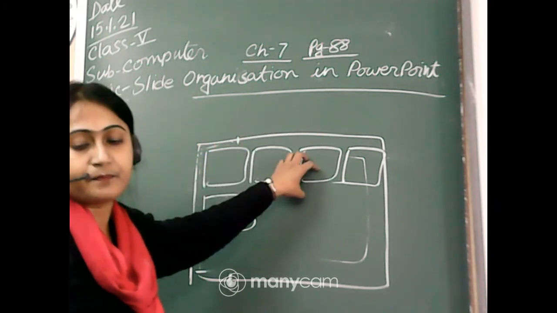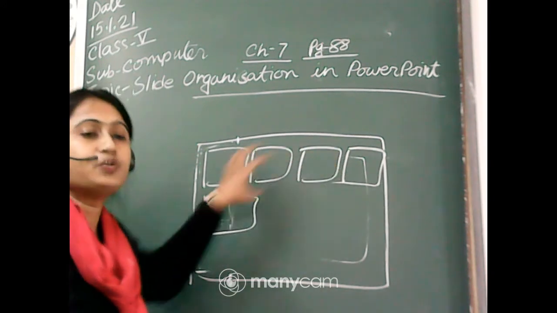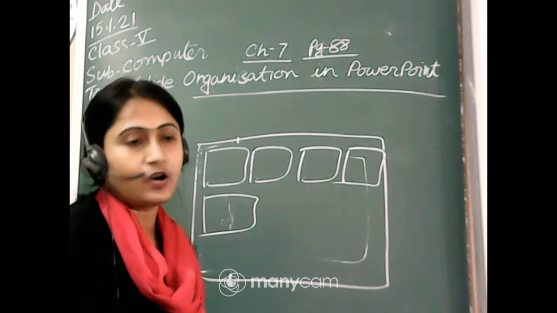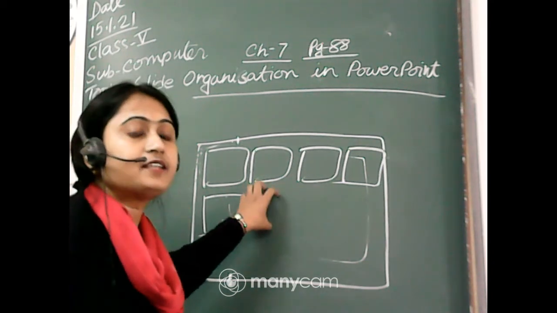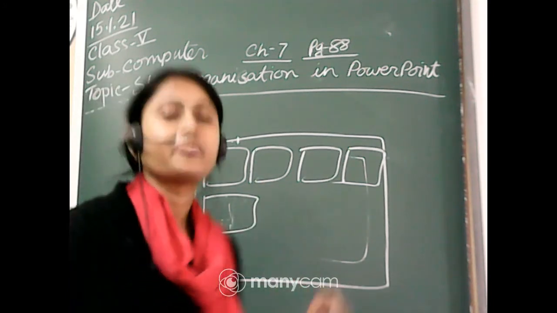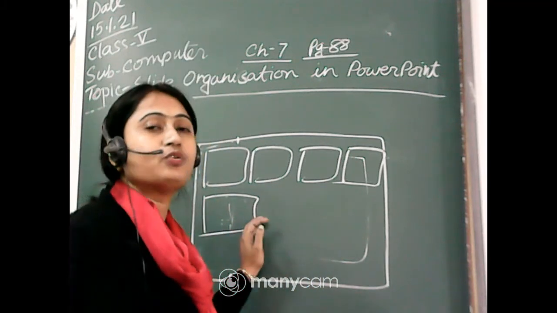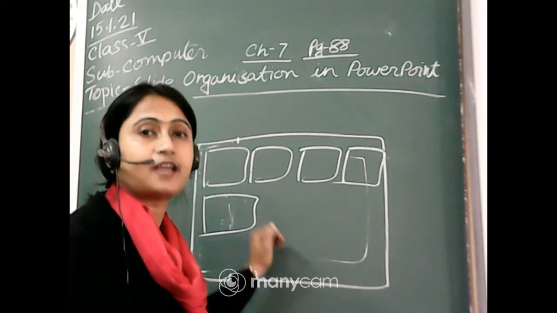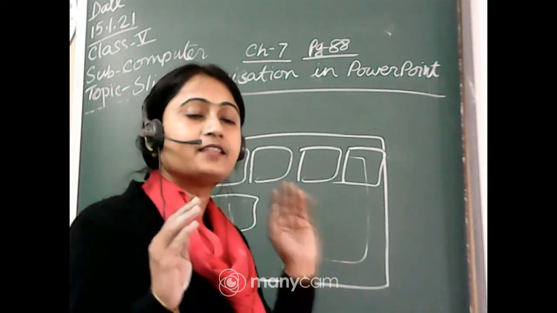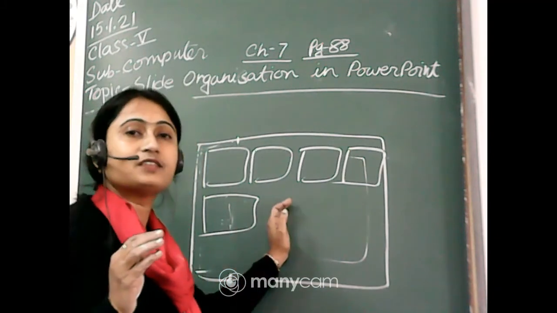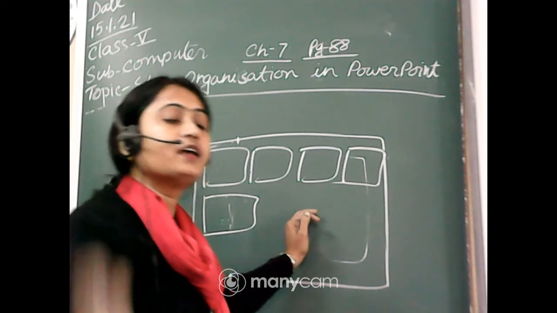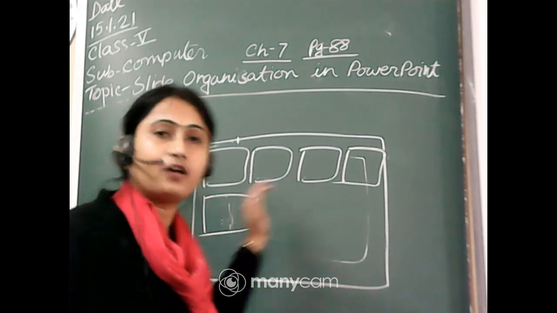Slide sorter view is a miniature view of all the slides. You can add a slide, delete a slide, change the order of the slides, and set the timing of the slideshow also. When you show the slideshow one by one, you can set the timing. Suppose you have set 2 seconds for each slide. That means each slide will stay on the screen only 2 seconds. Then automatically after 2 seconds the next slide will come on your screen.